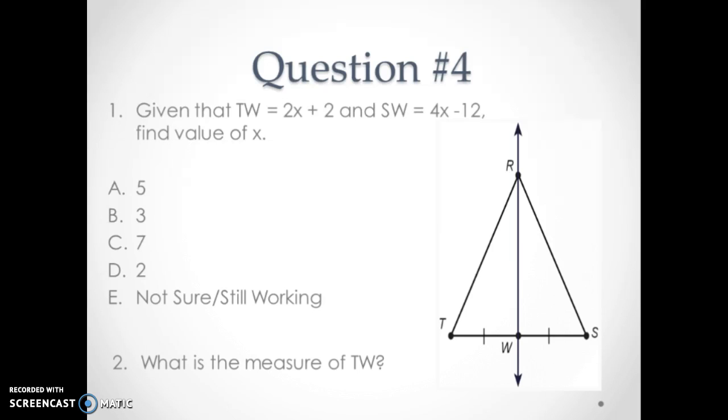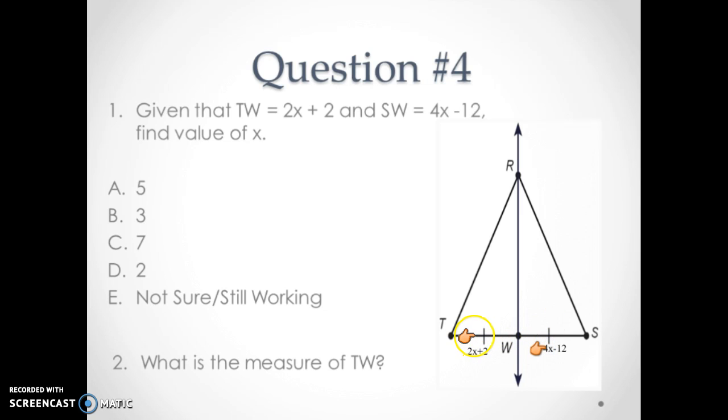Question 4. Given that TW equals 2x plus 2, and SW equals 4x minus 12, so let's mark that up. 2x plus 2, and WS is 4x minus 12. What is the value of x? So for this one, we're going to answer A, B, C, or D. In order to find the value of x, I need an equation in terms of x. So if you look on the diagram, what is the relationship between those two segments? Well, they're congruent via these tick marks.